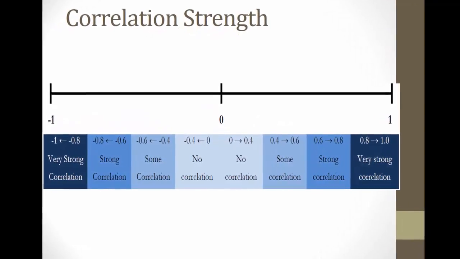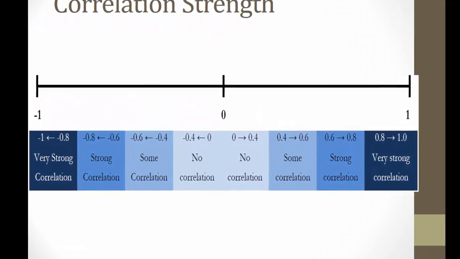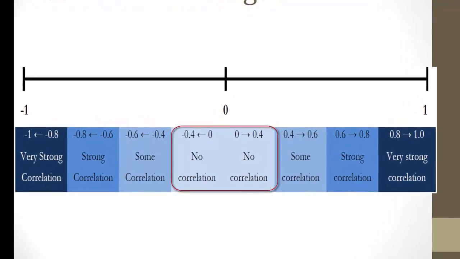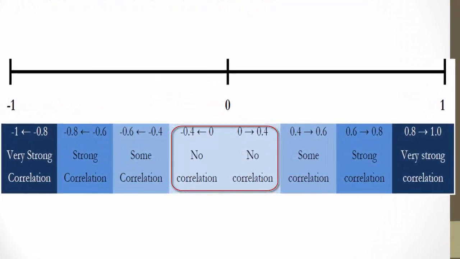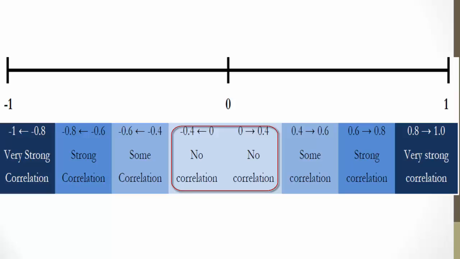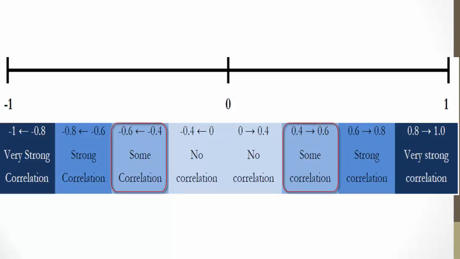Here's a graphic that helps you understand the correlation strengths better. As you can see, between 0 and 0.4, the absolute value, there is no correlation. So any readings between 0 and 0.4, whether it's positive 0.4 or negative 0.4, means that there is no correlation. Between 0.4 and 0.6, it indicates some correlation. Between 0.6 and 0.8, we have a strong correlation. And anything between 0.8 and 1 indicates very strong correlation.